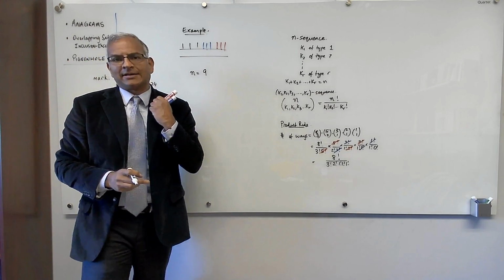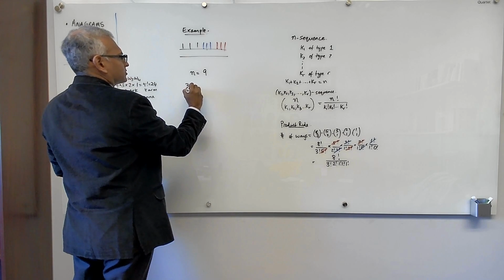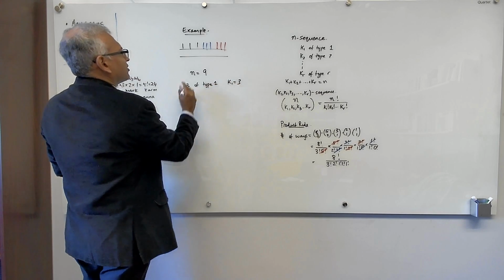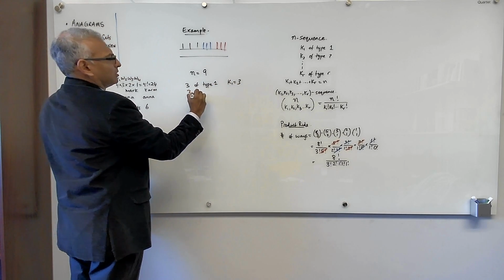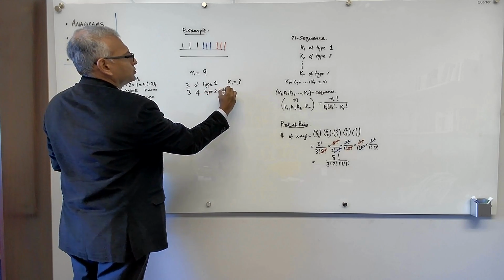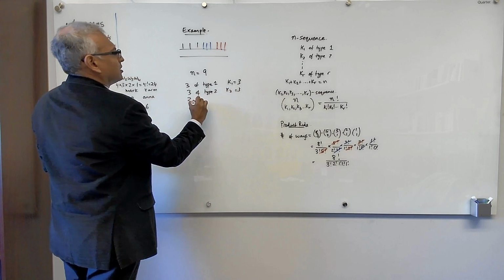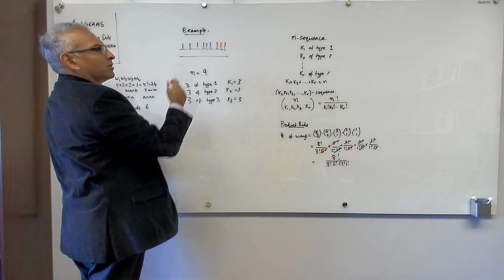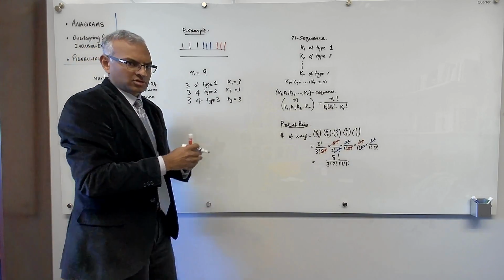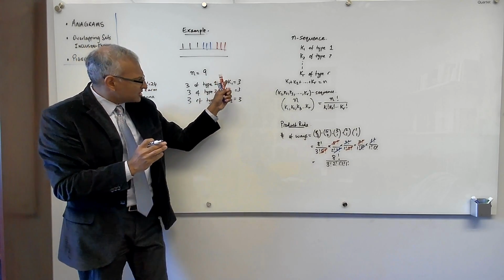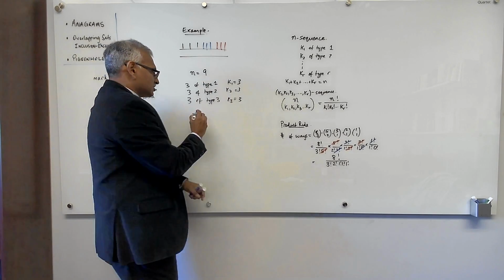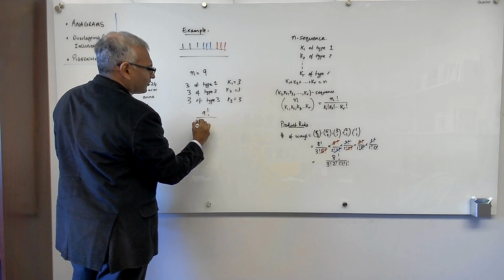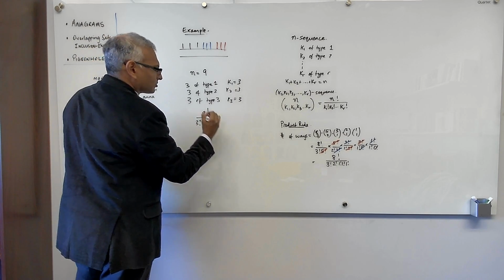What is type 1? Black. Okay. 3 of type 1, so K1 equals 3. 3 of type 2, so K2 equals 3. 3 of type 3, so K3 equals 3. So the number of rearrangements, so the number of sequences where I have this kind of repetition, is just the total number of objects, 9 factorial over 3 factorial, 3 factorial, 3 factorial. Done.